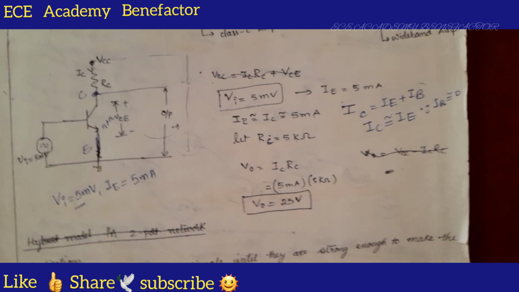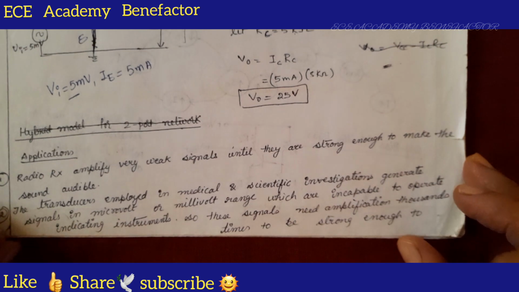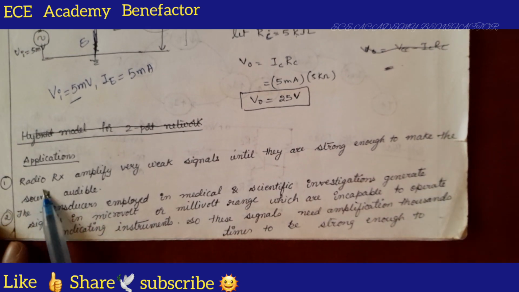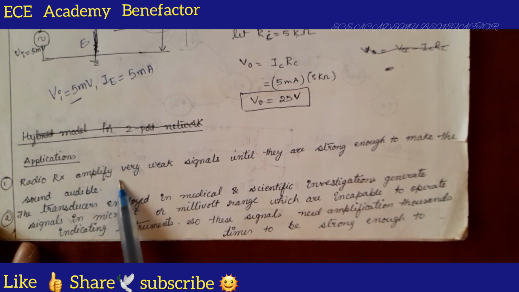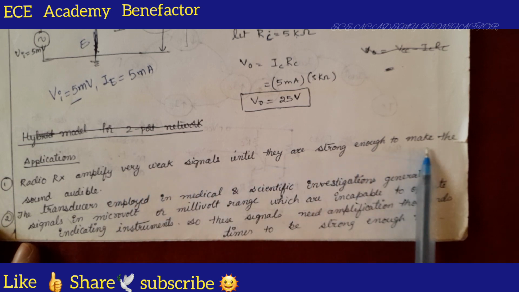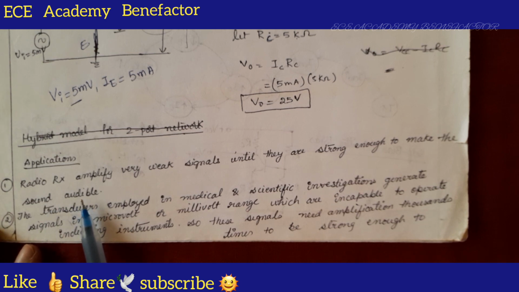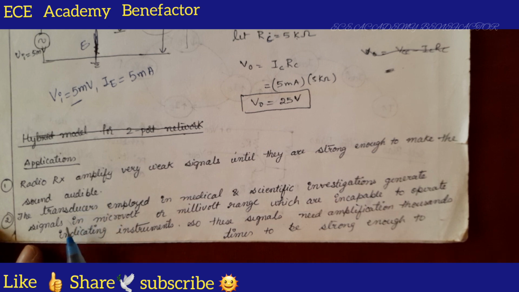It is a very small example taken over here. Let us see the applications of amplifier. Radio receivers amplify very weak signals until they are strong enough to make the sound audible. So, radio receivers use amplifiers to make the sound audible.